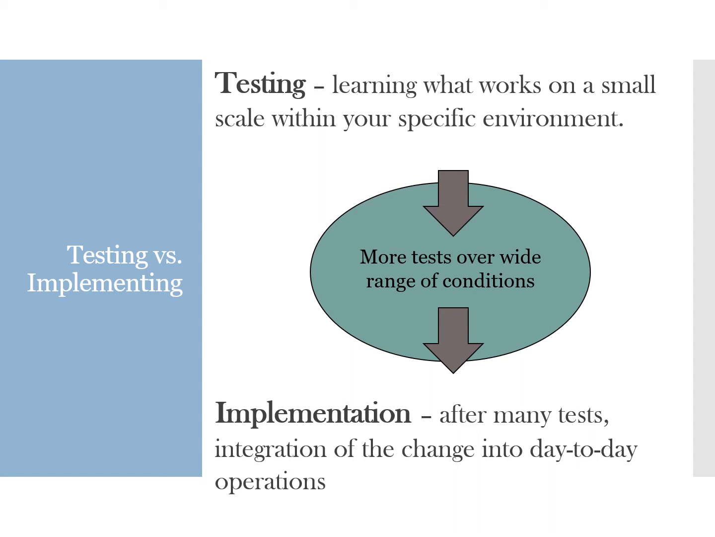So testing, which is what the PDSA cycle is for and what this part of the quality improvement project pertains to, is to learn what works on a small scale with your specific environment in mind and doing tests over a wide range of conditions. We don't want to invest a lot of time or staff, effort, money, data collection, planning, a lot of anything in this. It's very small scale. Get us just enough information to learn and inform our next steps and move forward either in the same direction but a broader scale, or change directions and retest. And then we can get to the implementation so that after we've done many tests, we've tried it in a variety of times with different people under different conditions, we can then integrate it into your day-to-day operations.